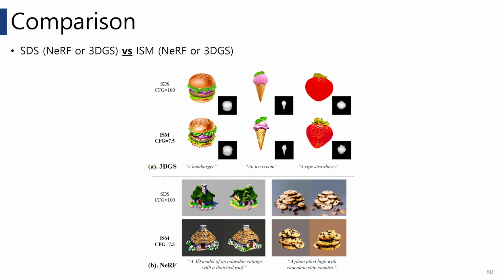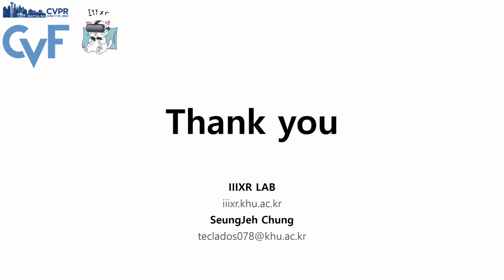By changing the 3D representation and rendering method, both SDS and ISM can be applied to NeRF and 3DGS, 3D Gaussian splatting. It's clear that using ISM results in much more detailed 3D generation compared to SDS. This concludes the seminar on text-to-3D generation using SDS and ISM. The ISM strategy in LucidDreamer includes more detailed techniques and additional methods that weren't covered in this seminar.